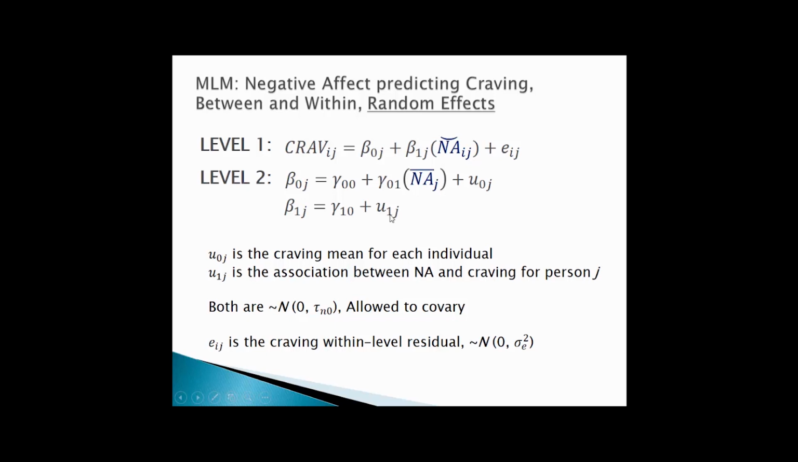And so the model is going to estimate all of these things. It's going to estimate this U0J term, which is the craving mean for each individual after we've accounted for their negative affect mean. This U1J is the association between negative affect and craving for person J. We're going to calculate variances in both of them, and we're going to let them covary with each other. And then the EIJ term is the craving within level residual that we always interpret as the leftover variability at the within person level after we've accounted for negative affect, which is our predictor at that time point.